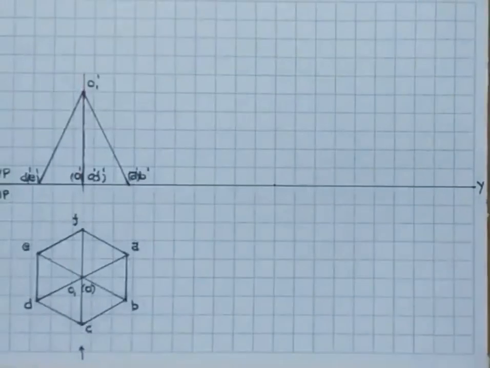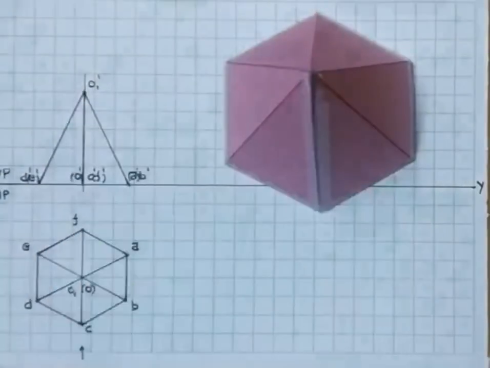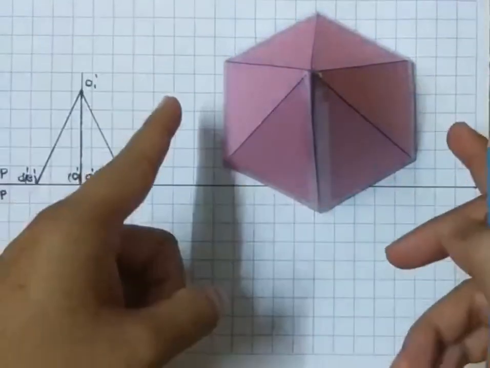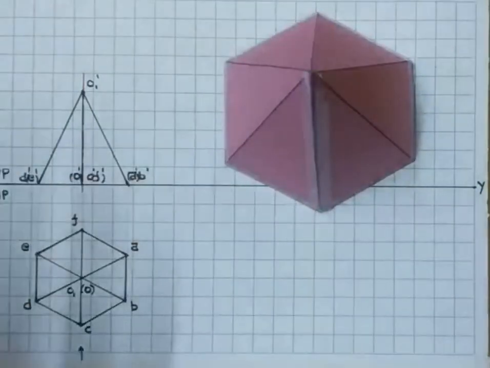Now, this is the initial position we have taken. We have taken the top view of this pyramid and the front view of this pyramid. Now I need to satisfy the condition with respect to HP. The pyramid is resting on one of its triangular faces on HP.